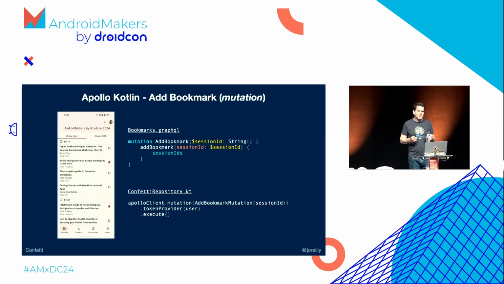And then this is what's known as a GraphQL mutation, where we update data in the backend, in this case adding a bookmark for a session. And again, we make use of the Apollo-generated code to perform that mutation.